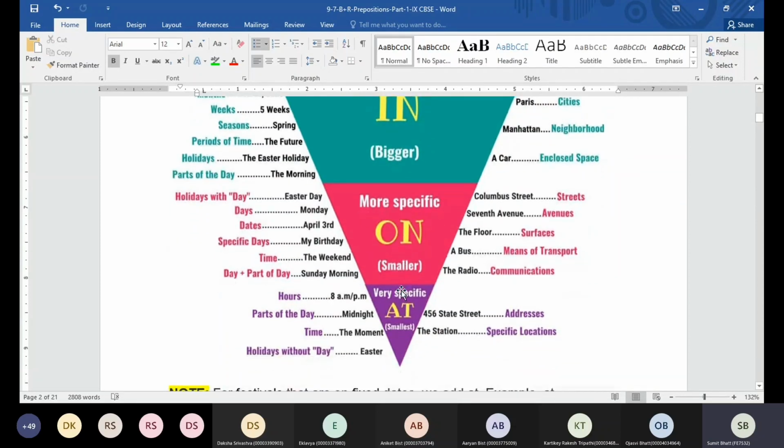Now if you are referring to very specific time, you have some exact time in your mind, in that case we use the word at, like at 8 a.m., at 8 p.m., at midnight, at the moment, at Easter. When we have holidays mentioned without using the word day, then we generally go for the word at.